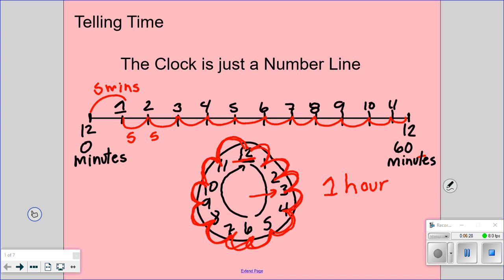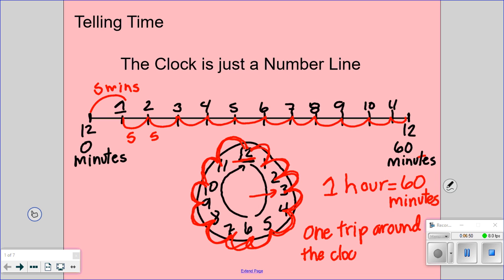1 hour. So every 60 minutes is going to be an hour. 1 hour is worth 60 minutes. One trip around the clock is worth 1 hour.